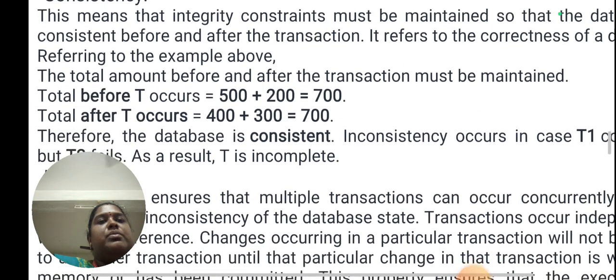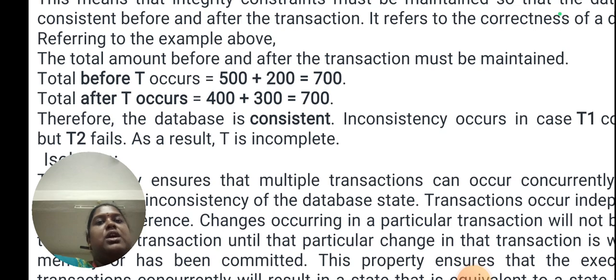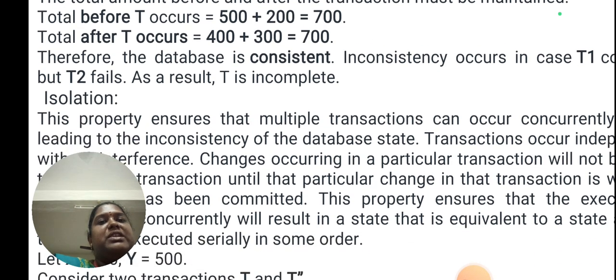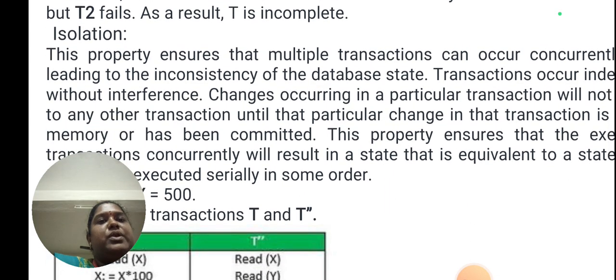Referring to an example, the total amount before and after the transaction must be maintained. Total amount before T occurs: 500 plus 200 equals 700. After T occurs: 400 plus 300 equals 700. Therefore, the database is consistent. Inconsistency occurs in case T1 commits but T2 fails. As a result, T is incomplete.